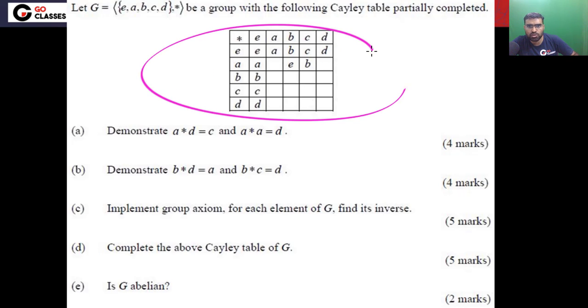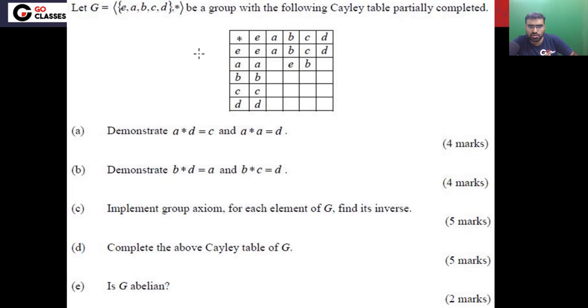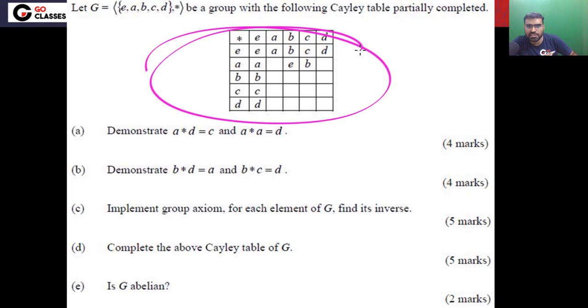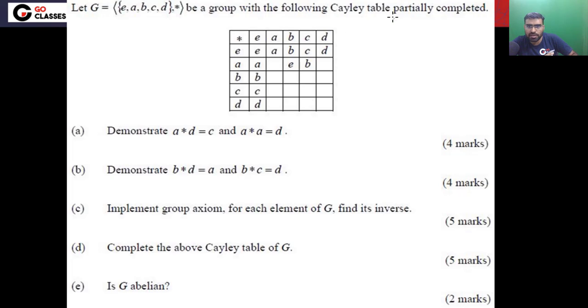In this lecture, we will solve this question. This is a very interesting question. You can notice this Cayley table is given to you, but it is partially completed, meaning some entries are missing, and we need to fill these entries. Complete this table.